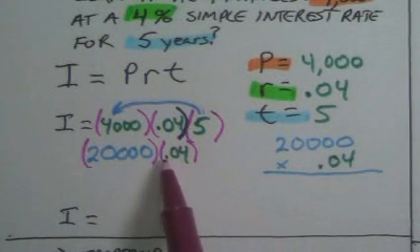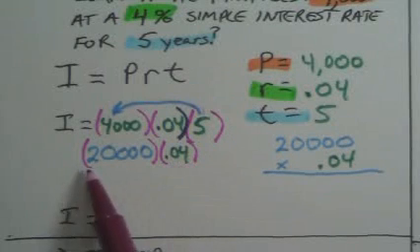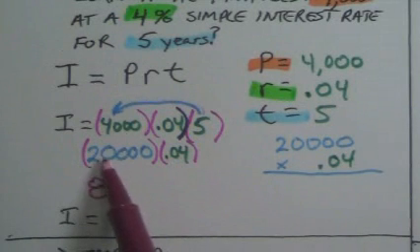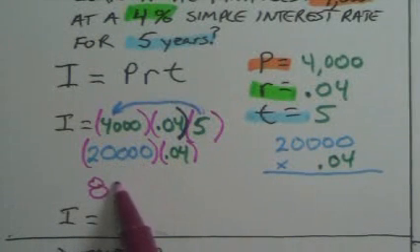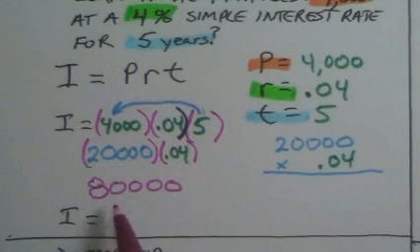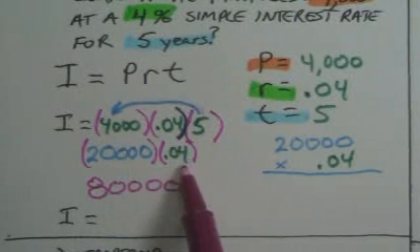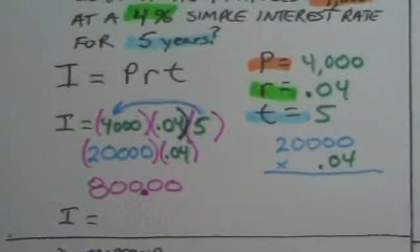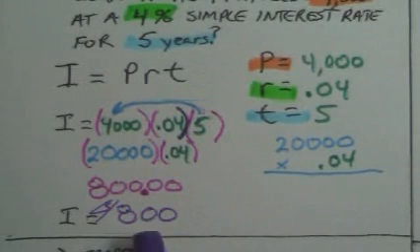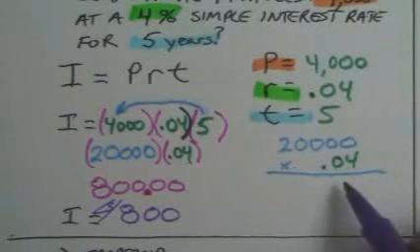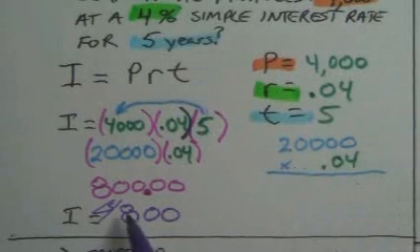All right, and I'm going to ignore the 0.0, and I'll say 4 times 2 is 8, and then I have 1, 2, 3, 4 zeros. So that would be 80,000. But now I'm going to move the decimal over 2 spaces. 1, 2. There's my decimal right there. And so our answer is $800 is the interest. And again, if you multiply it this way, you'll have to move the decimal over 2 spaces when you're done, and you will end up with 800.